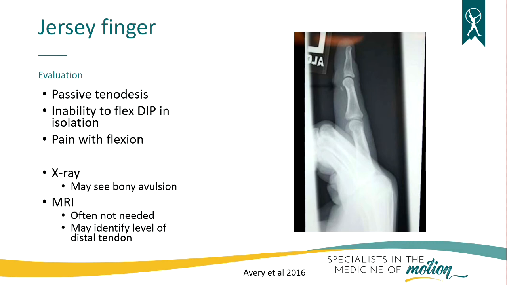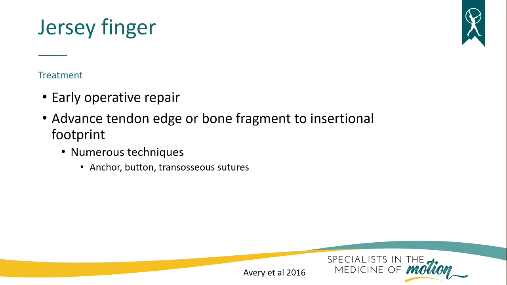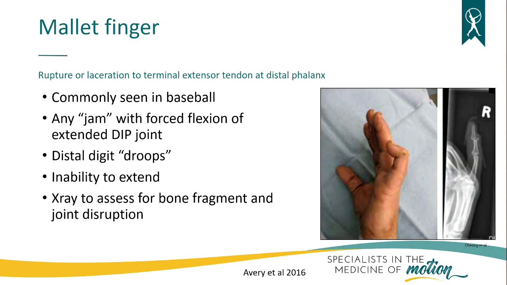An x-ray may show that there's a small avulsion fragment. Sometimes the tendon stays put out by the DIP joint. Other times it retracts all the way into the palm. Those are much more serious and we need to get to those pretty urgently. But most of these, almost in all cases, are going to be fixed surgically. We treat them early, we advance the tendon edge and anchor it back to the bone or perform some other construct to keep the tendon where it can heal back.